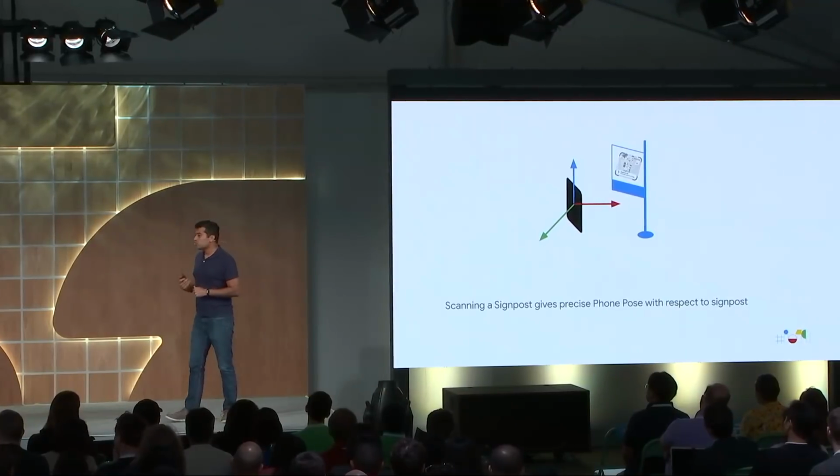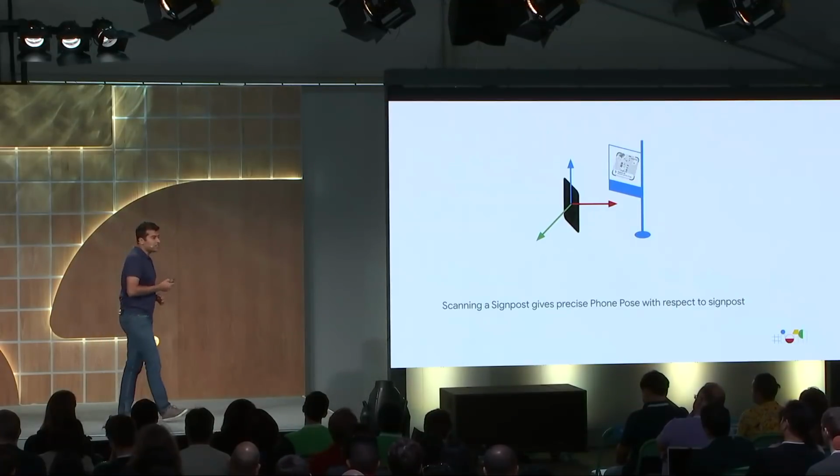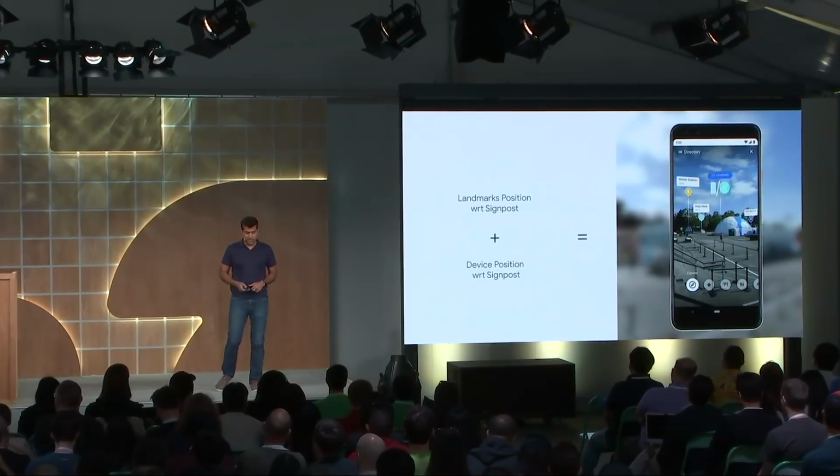Now, when a user goes ahead and scans a signpost, augmented images provides the 6 degrees of freedom pose of the device with respect to the augmented image. So now you combine the position of the device with respect to the image and the information about the landmarks with respect to the image. And what you have is the information about where the landmarks are with respect to the device. This is what allows you to overlay content right on top of the physical world. And as you move your device around, you're able to see this content stay in place.